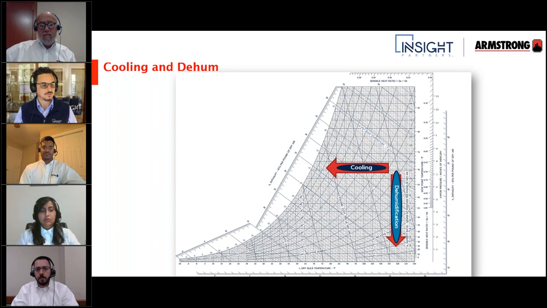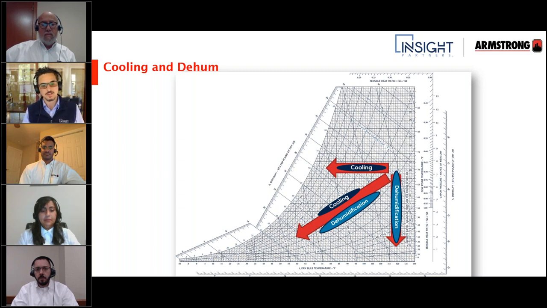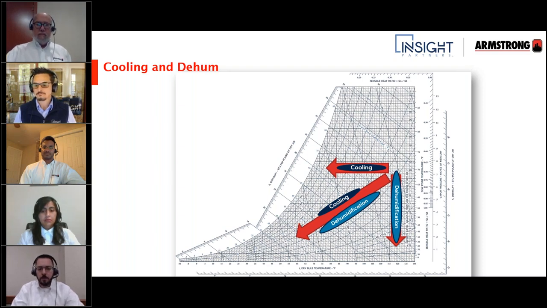Dehumidification is in the downward direction, and the combination of the two in this direction would be a cooling and dehumidification process. So anytime you're moving from the general upper right to the lower left of the chart, you're removing heat and removing moisture. Okay, and that should look kind of familiar. That's the basis for most air conditioning units. We're moving from a general upper right area to a lower left area. We're removing heat.